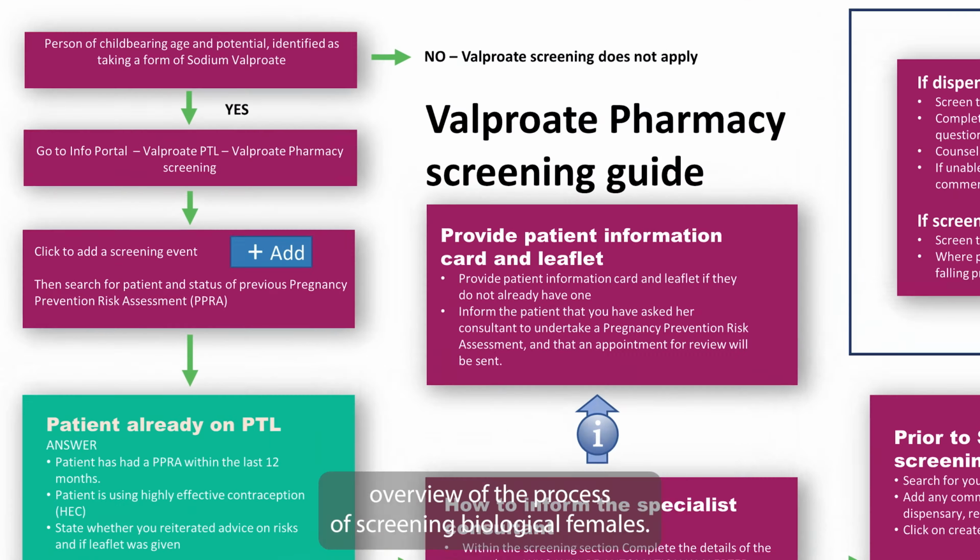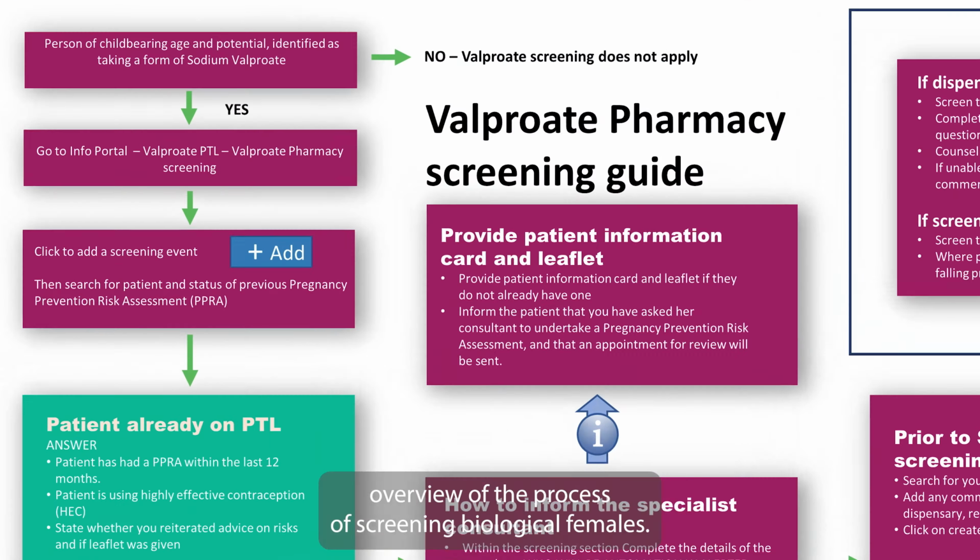Since we have launched the PTL, there have been several questions asked. The first is, should screening be undertaken if uncertain whether the patient has gone through the menopause? The MHRA require all biological females aged 55 or below to be screened. If you are unsure, it is best to screen.